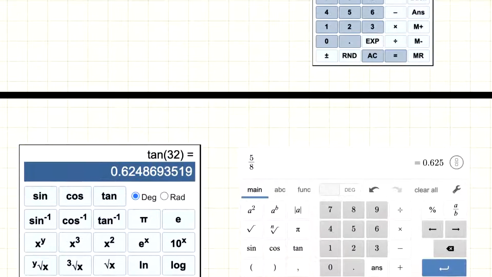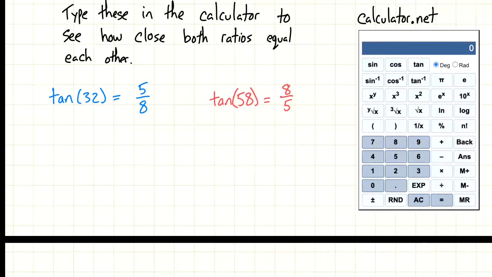All right, so are they the same? This was approximately 0.6248, and this one was 0.625. So those are pretty close, close enough where you would say, yeah, those are the same.